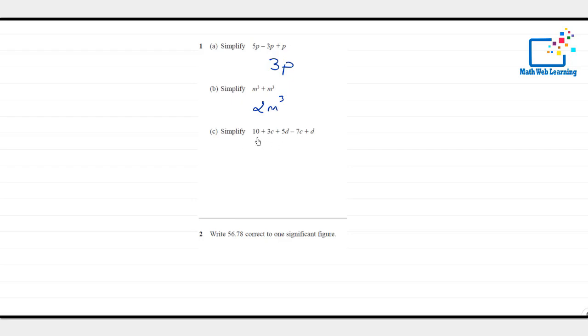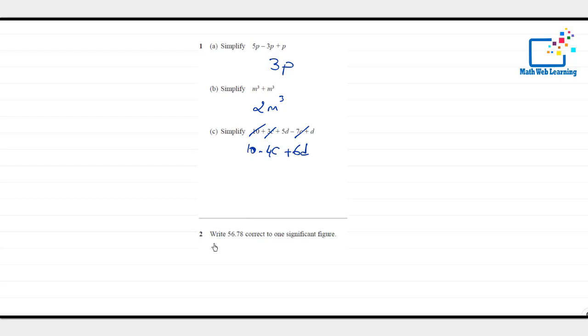Simplify, part C. We've got numbers, and we've got term C, and we've got term D. The number itself doesn't collect with any other numbers, so that's on its own. 3C minus 4C gives you minus C. 5D plus D gives you 6D.